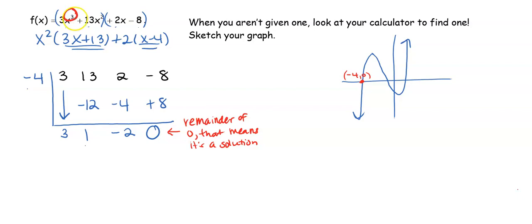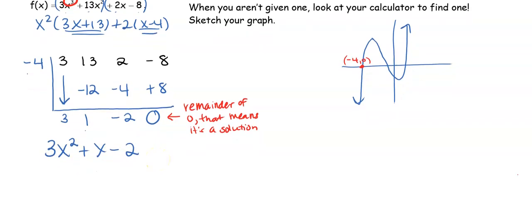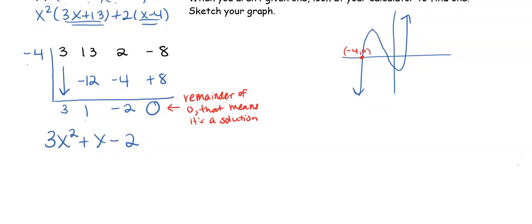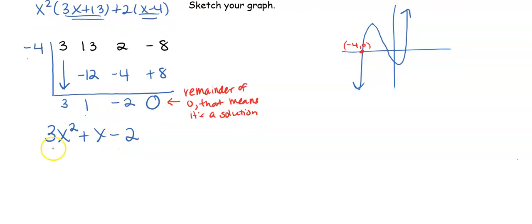Now we started with a cubic function and we factored out 1 solution. That means I'm now at x squared. Remember, cubic, 1 degree lower is squared. So this becomes 3x squared plus x minus 2. Remember, there's no remainder. We are now down to a quadratic, and we know all of our quadratic methods of factoring. This one is going to be Batman.